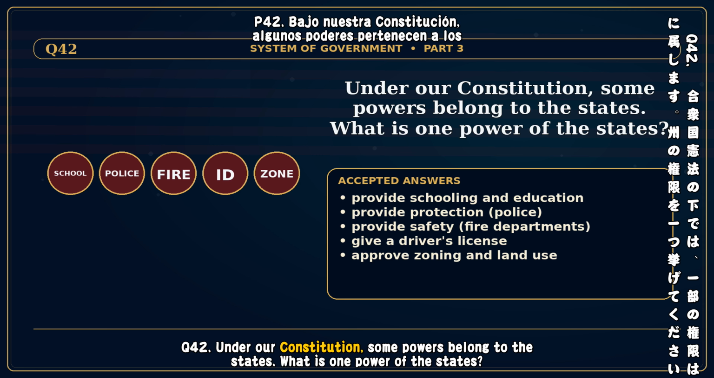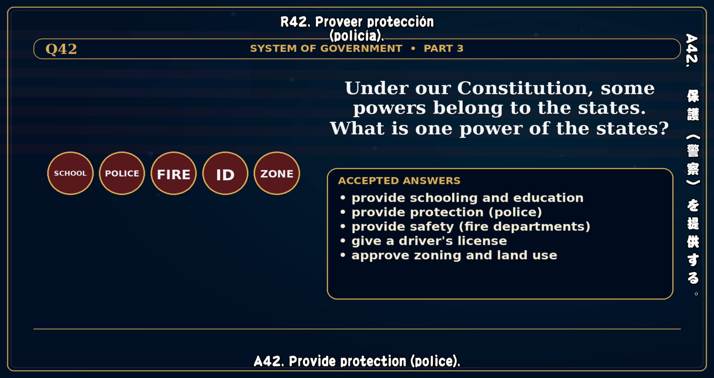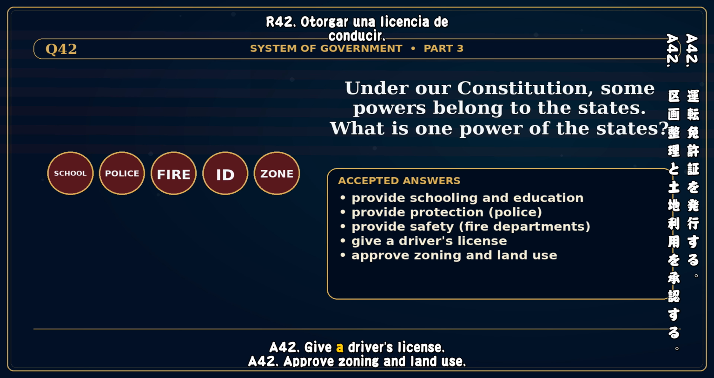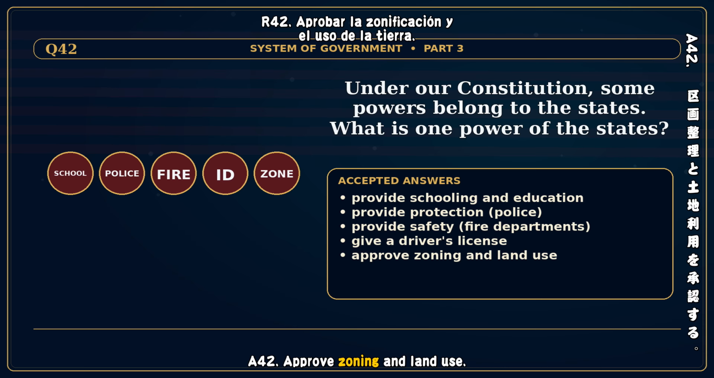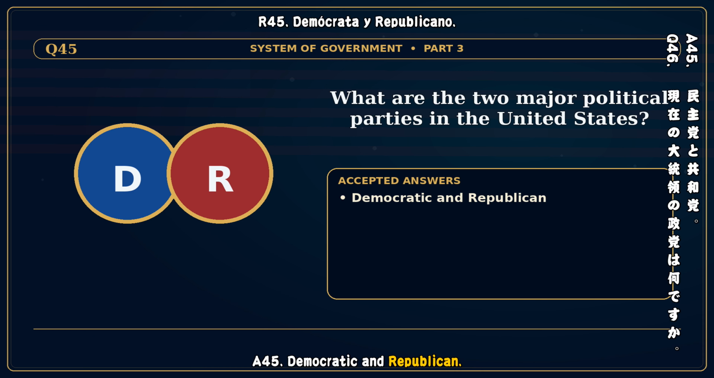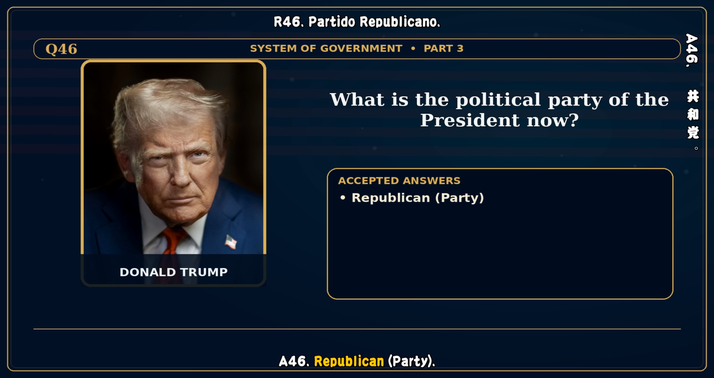Under our Constitution, some powers belong to the states. What is one power of the state? Provide schooling and education, provide protection, police, provide safety, fire departments, give a driver's license, approve zoning and land use. What are the two major political parties in the United States? Democratic and Republican. What is the political party of the president now? Republican Party.